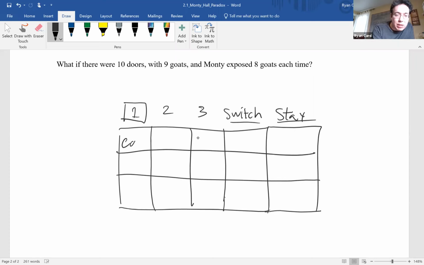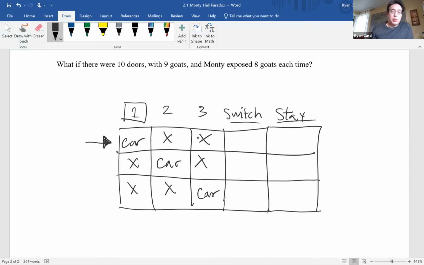There's really three different possibilities of where the car could be. The car could be in door one, the right place, or in door two or door three. And the other two doors have goats behind them. So let's work out what would happen if you chose the right door.